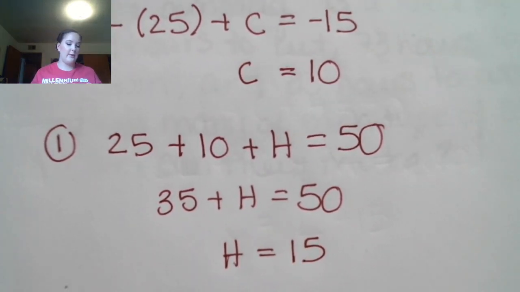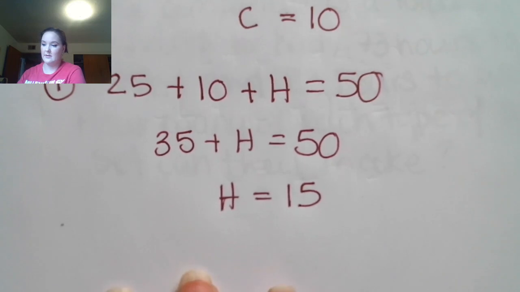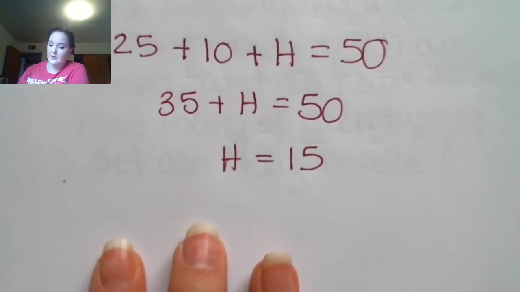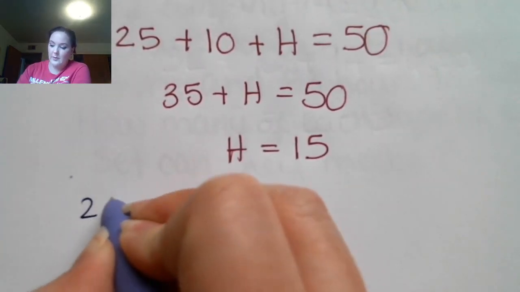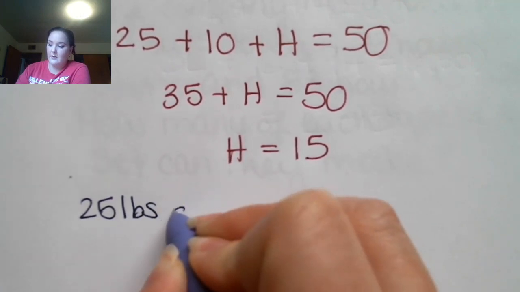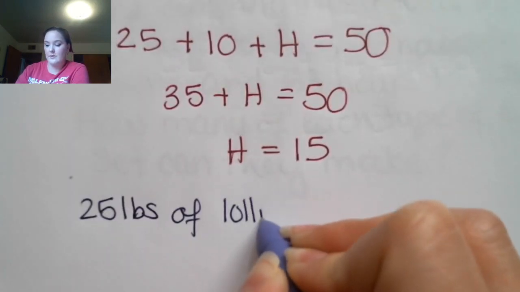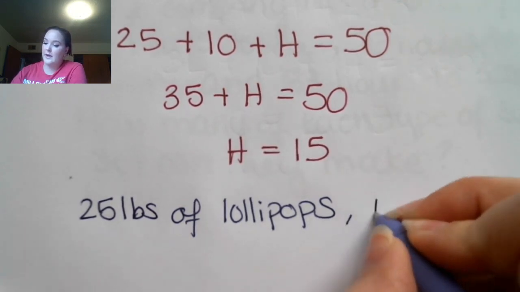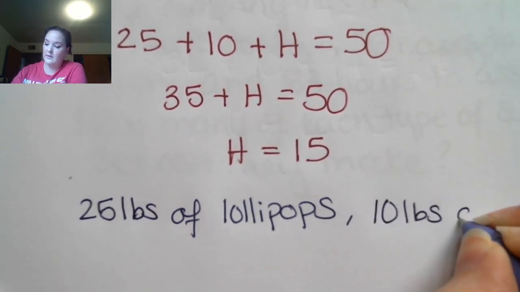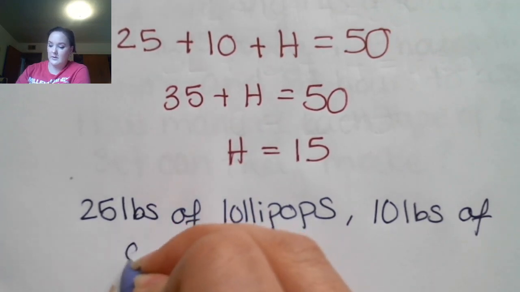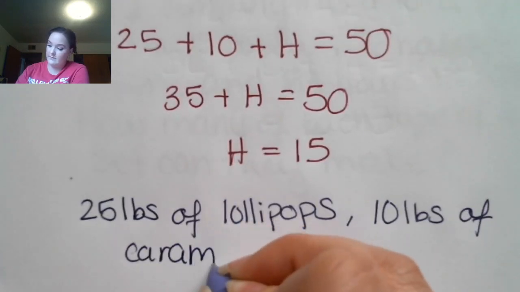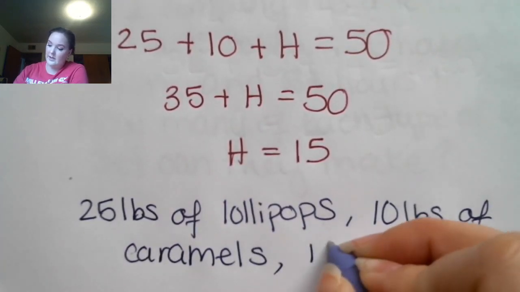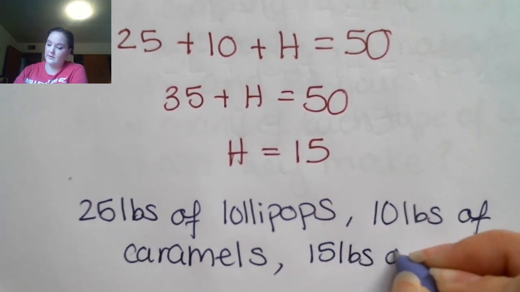Now because this is a word problem, I'm not going to write my answer as an ordered triple. I'm going to write it as a sentence. L stood for lollipops, so I would have 25 pounds of lollipops, 10 pounds of caramels, and 15 pounds of chocolates.